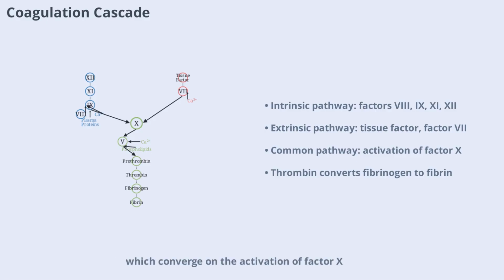The intrinsic pathway is triggered by vessel injury and involves factors VIII, IX, XI, and XII. The extrinsic pathway is initiated by tissue damage and involves tissue factor and factor VII. Both pathways activate factor X, which, with the help of other factors, converts prothrombin to thrombin. Thrombin then converts fibrinogen to fibrin, forming the final clot.